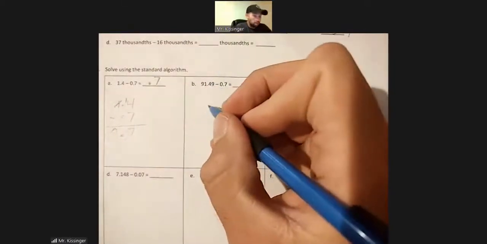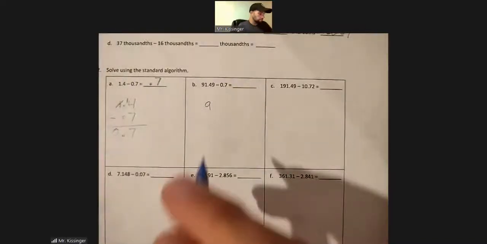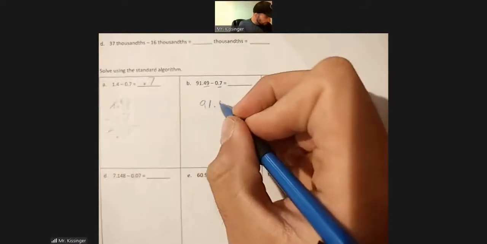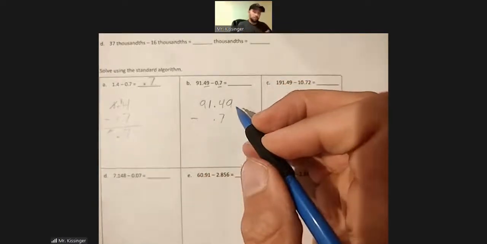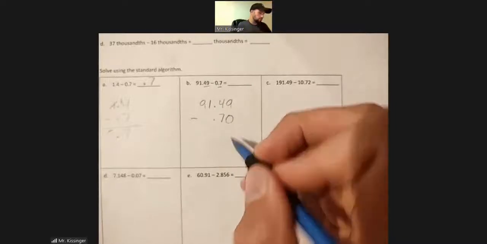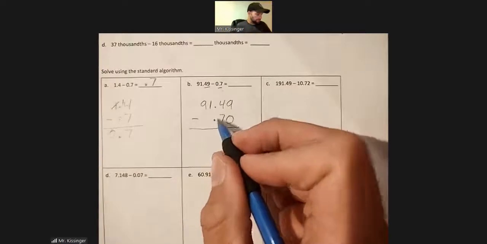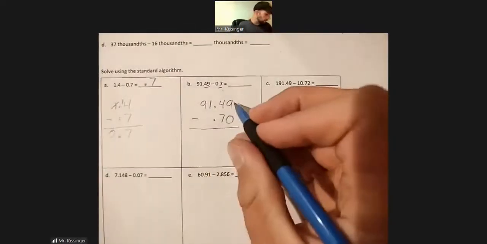So this is where, again, it can get a little tricky, when we have different place values within our numbers. So we have 91.49 minus 0.7. I always like to put in the 0 afterward to give myself that extra placeholder. That way I remember where these decimal points go. You don't need to do that, but I like to do it. It makes life easier for me.